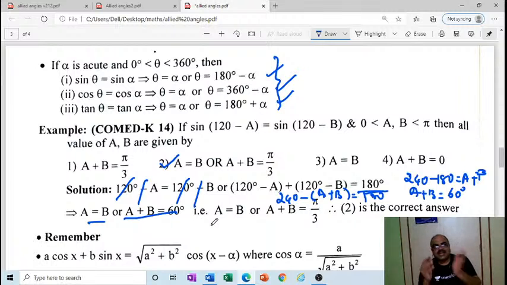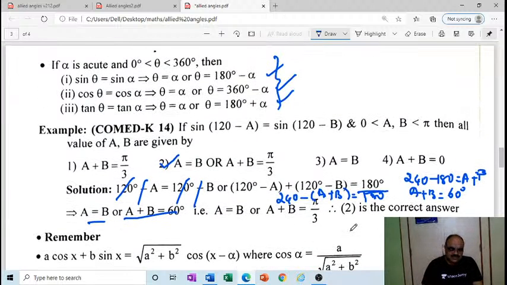If you don't do the second half of this sum, you are lost in this. See, you get an answer like A equal to B by cancelling both sides, and you see that A equal to B answer, and if you take that, you have lost the marks. You need to be very, very careful with this sum. One is A equal to B, the other one is A plus B equal to pi by 3. That answer needs to be known to you.